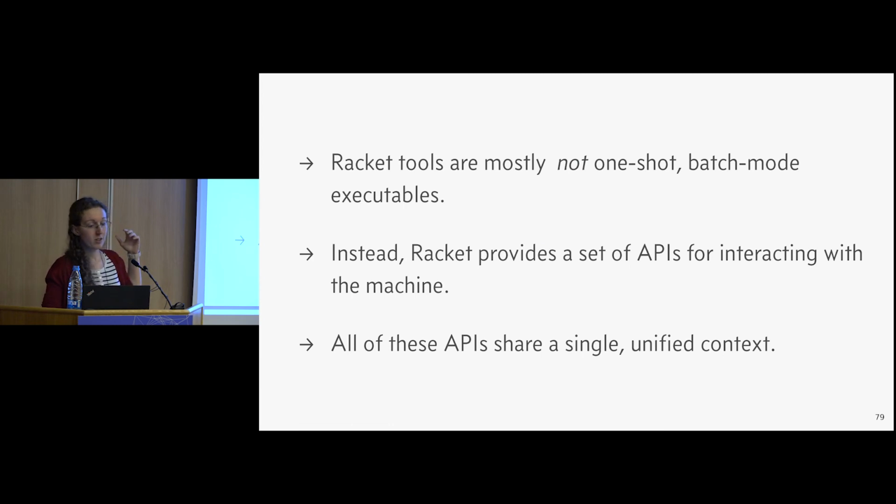So Racket tools are mostly not one-shot batch-mode executables. And you have this set of APIs for interacting with the machine. But this last point here, all these APIs share a single unified context. I sort of alluded to it earlier, but it's really, really important because, again, I didn't have to configure anything. There's some shared state that exists somewhere in the machine. And you could ask, okay, well, don't we hate shared state? Isn't global state bad?